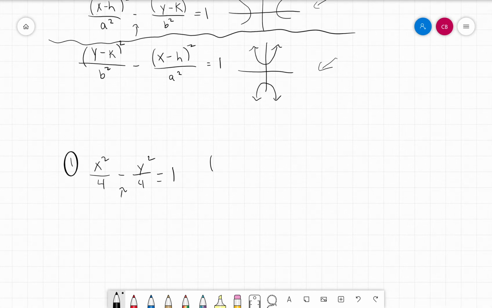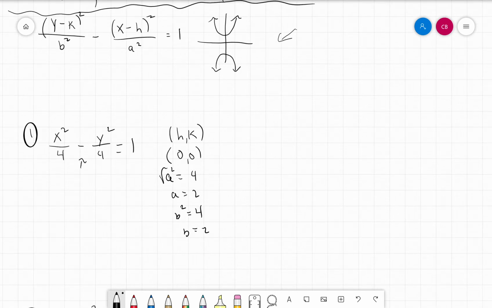Here we have h and k. That's 0, 0 still. In this case, a squared is equal to 4, so a is 2. b squared is 4, so b is 2. And then it's equal to 1. So here's what we're going to do. We're going to take our graph. Okay, we'll do our best. So we've got this. Zero, 0.